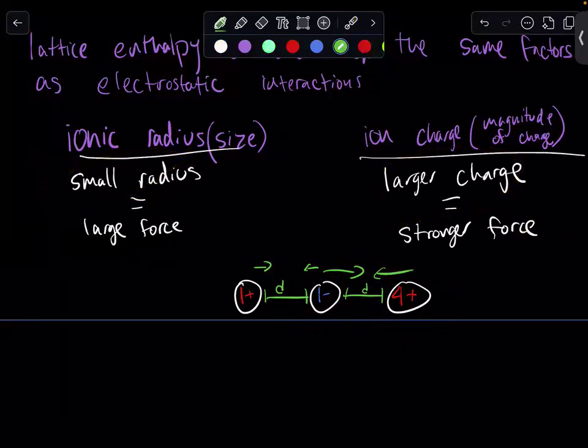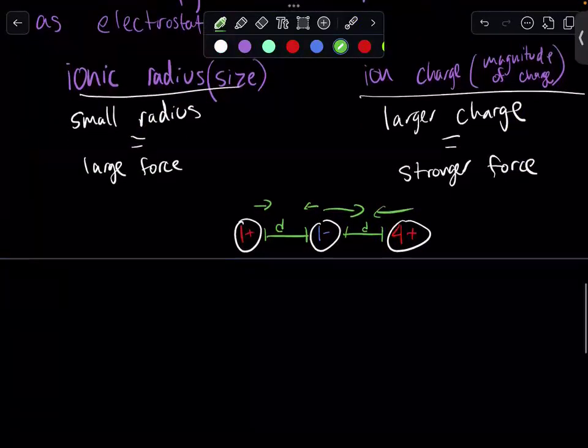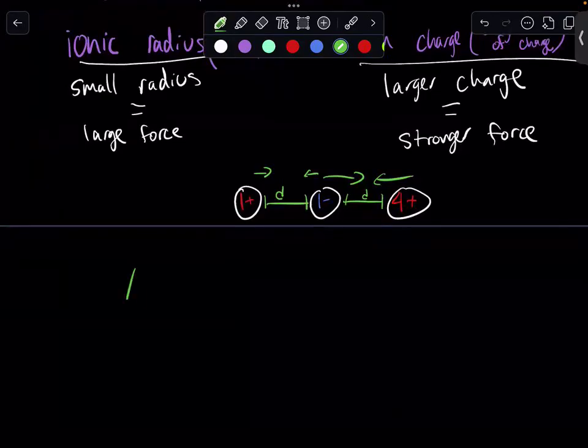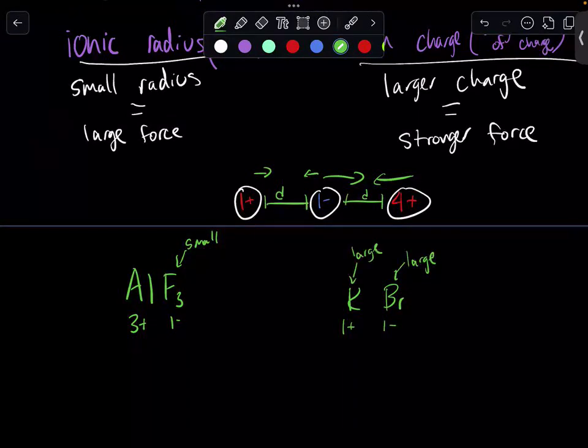So to get a very strong lattice, we want a small radius and a large charge. So for example, aluminum fluoride, aluminum is 3 plus, fluoride is 1 minus, and fluoride is very small. That is going to be stronger than something like potassium bromide, where these both have a 1 plus and 1 minus, and bromine is large and potassium is also large. So this would be a stronger bond.